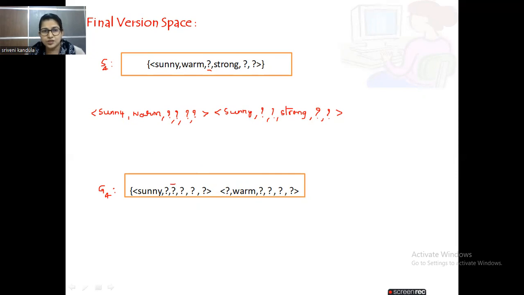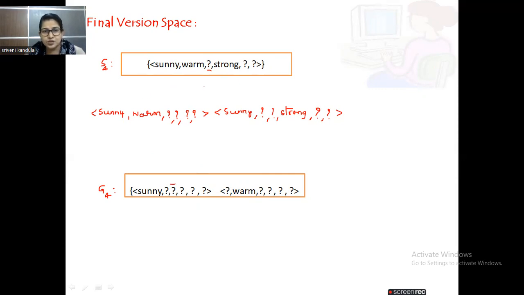Here we have a question mark, here I have sunny. So there is a mismatch. So let us replace this with sunny. If I replace, what will happen? This will become sunny, warm, followed by all question marks. I have already added that in the version space, so I will not reconsider it. We need not write it again.